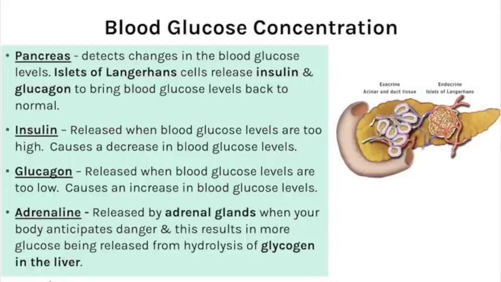Insulin is released when blood glucose levels are too high, and that will bring blood glucose levels down to normal. Glucagon is released when the blood glucose levels are too low. So think of glucose gone, glucagon. And this will cause an increase in the blood glucose levels. Adrenaline, which is released by the adrenal glands, found just above the kidneys, is released when your body anticipates danger, and this results in more glucose being released from the hydrolysis of glycogen in the liver.